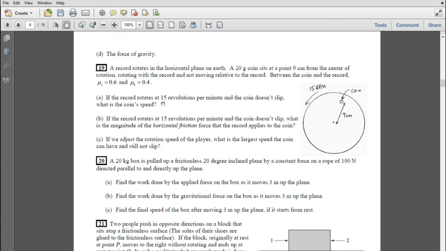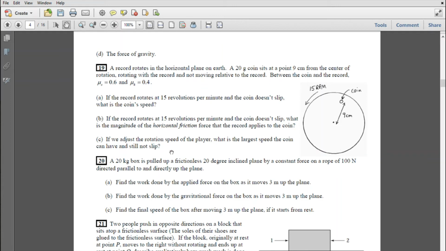Let me read all of them, then we'll get down to the solution. B, if it rotates at that same rotation rate, what is the magnitude of the horizontal friction force that the record applies to the coin? Notice it's not slipping in that case, so it's definitely static friction, but not the static friction maximum force. We have to balance forces, or in other words, use F net equals ma to figure out what the force is in this case. It's probably not about to slip. This is just a randomly given 15 RPMs. Probably it's not about to let go, so we shouldn't use mu static times N.